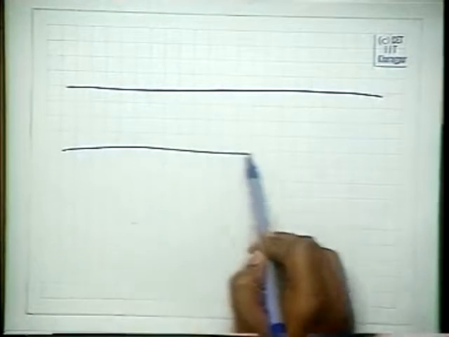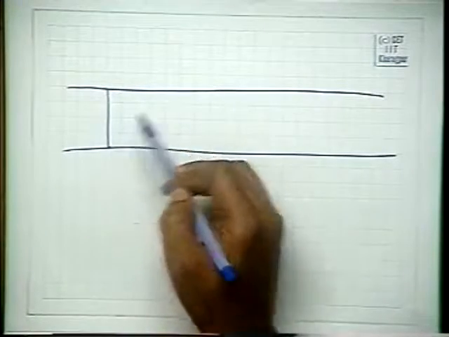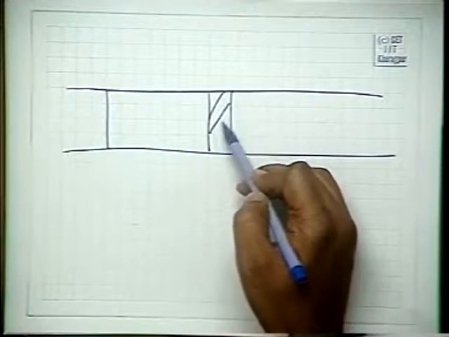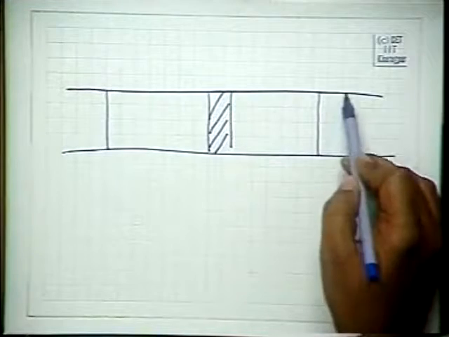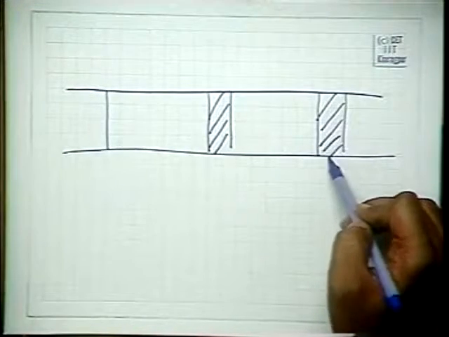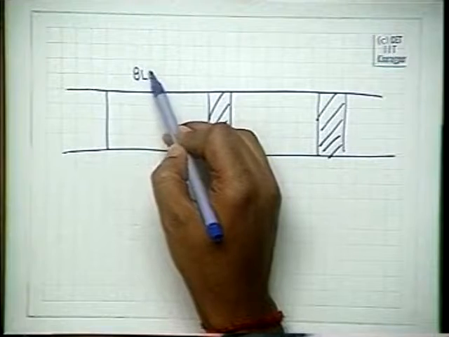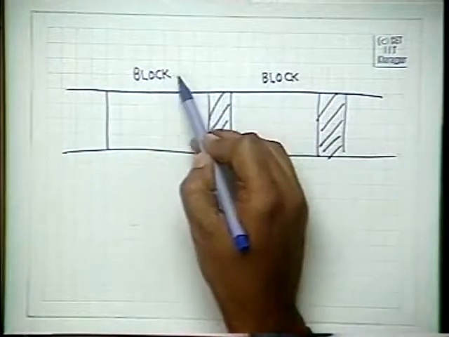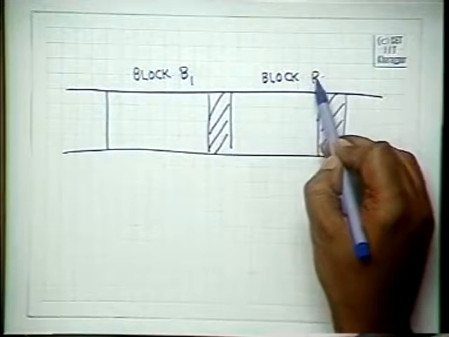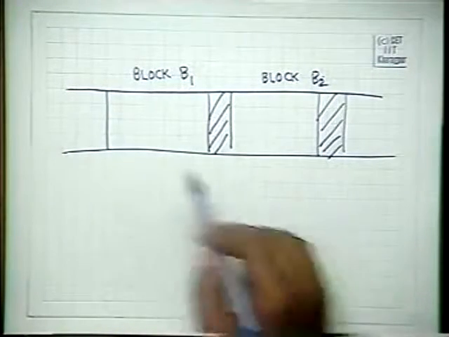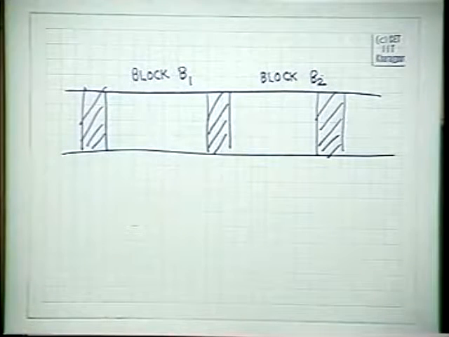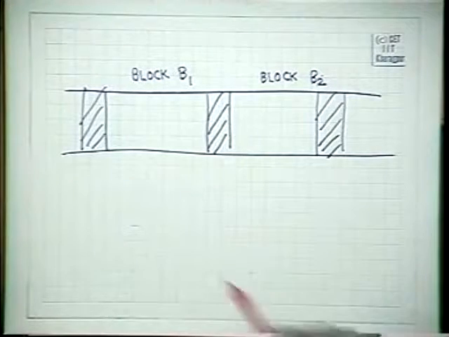So if we have a track like this, and if we have a block here, the interblock gap, another block, interblock gap. So this is a block, this is another block, this is block B1, this is block B2, and these two are interblock gaps. So I am just drawing a portion, and we may store records like this.